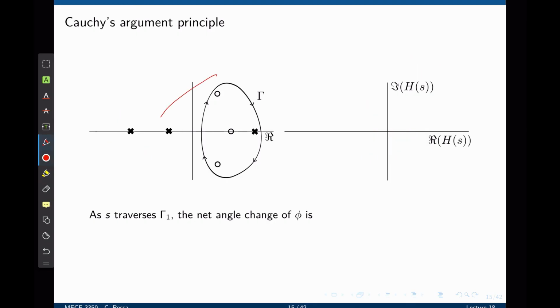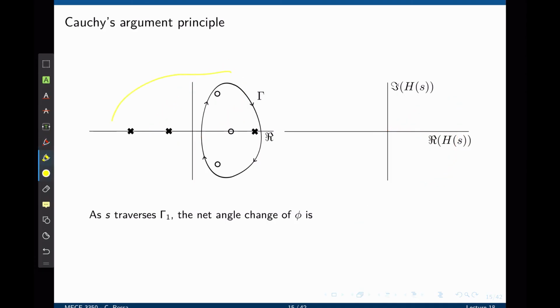What happens if we define a contour around this zero and this pole? The net angle change is plus 360 degrees because of the zero and negative 360 degrees because of that pole. So the net angle change would be 0 degrees. And the contour here cannot encircle the origin. It will loop around like that, but it will not encircle the origin, and the net angle change of this value phi would be 0 degrees.